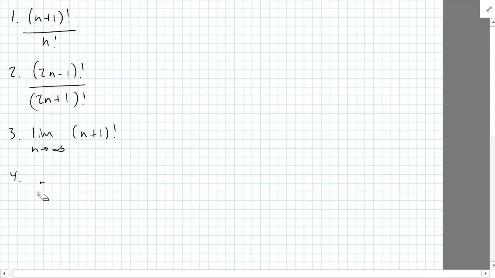Yeah, that's messy. Limit as n approaches infinity of... oh, hang on. That last one was supposed to be over n factorial. There we go. And the fourth one is going to be n minus 2 factorial over n factorial. All right, so you're going to pause the video and try these, and then we're going to talk about them.